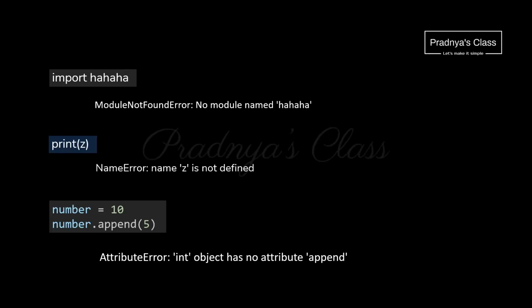In Python there are a lot of built-in exceptions. Here I am trying to import the wrong module. That's why I got a ModuleNotFoundError. Here we are printing one variable z which is not created. So we got a NameError. For the number data type I am trying to use this method append which doesn't exist. That's why AttributeError. So these are the different types of exceptions.